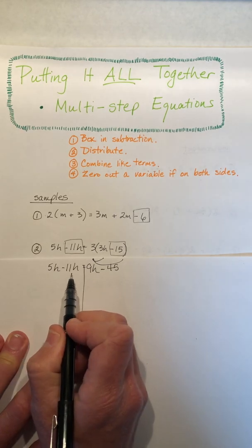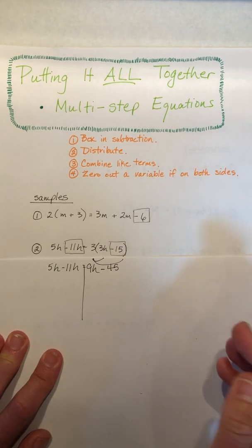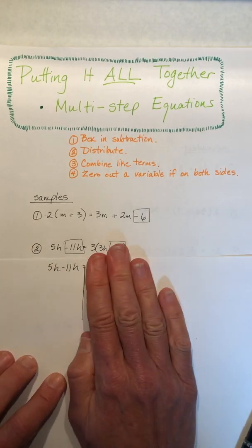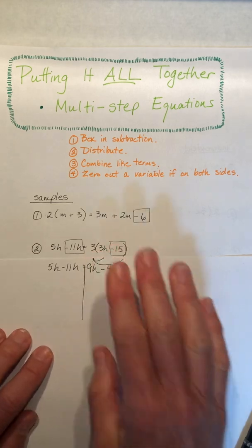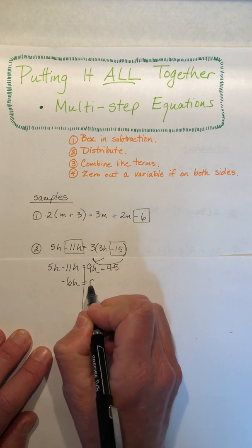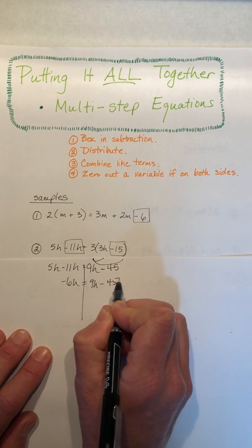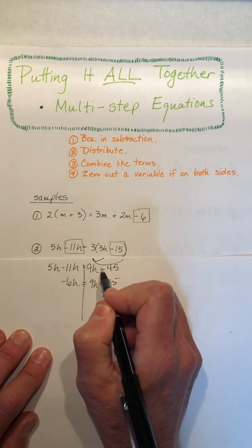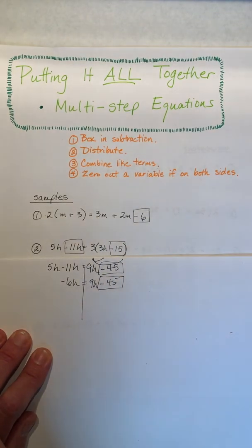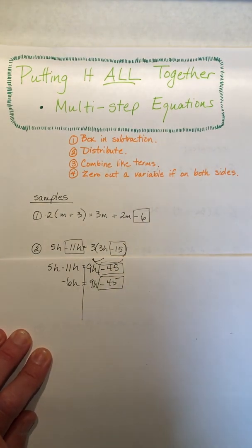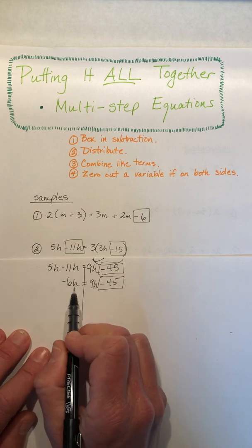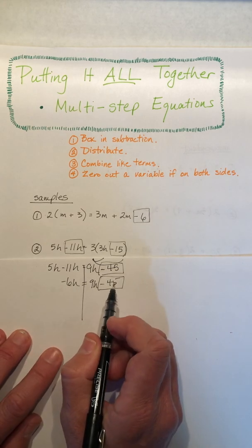5h minus 11h. We're ready to combine like terms now. Sorry, I should have said that. We finished our distributing right here, and now we're ready to combine like terms. So 5h minus 11h is negative 6h equals 9h minus 45. And I'm going to keep my subtraction boxed in. And this is actually a case in which it makes good sense to box in the subtraction. So I'm going to choose to zero out the 9h because I want to have a variable on one side and a number on the other.